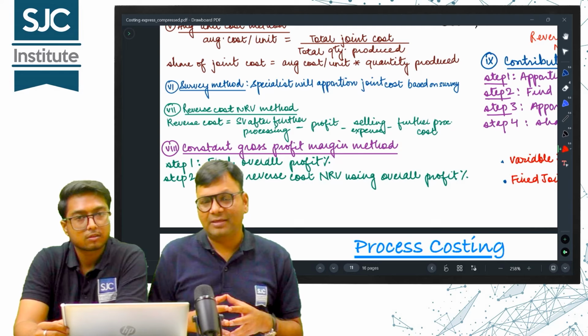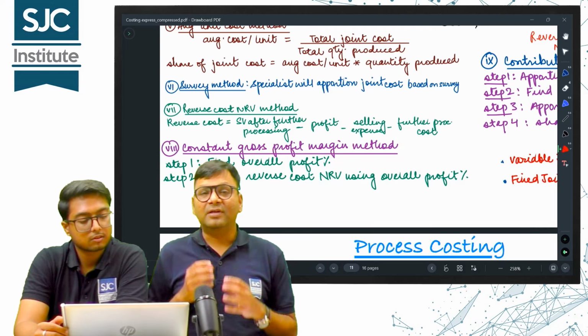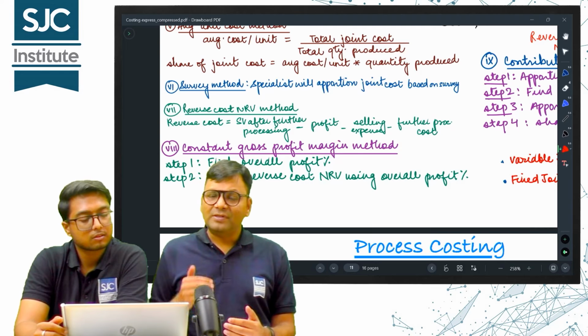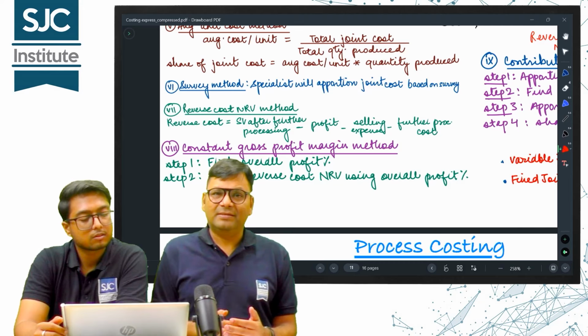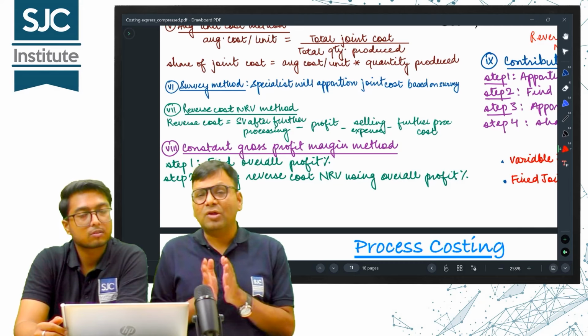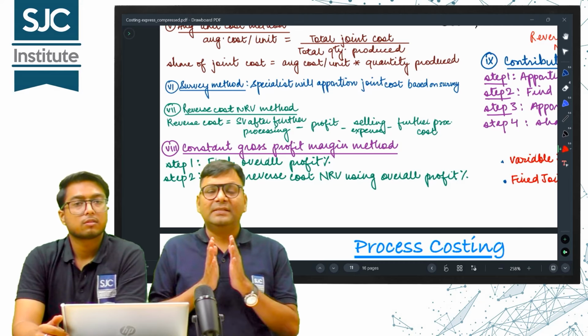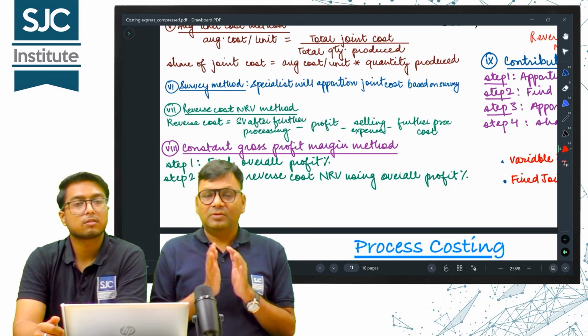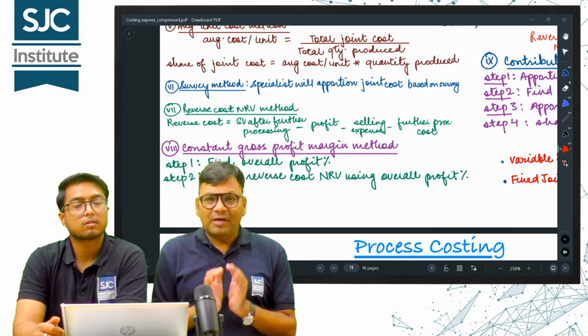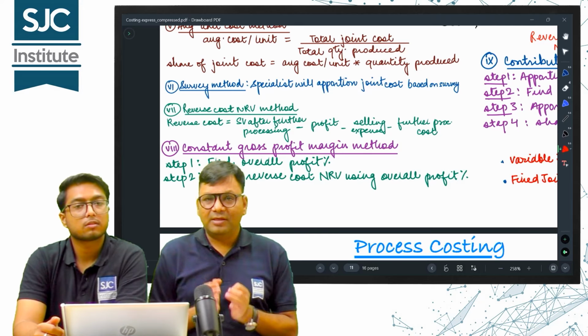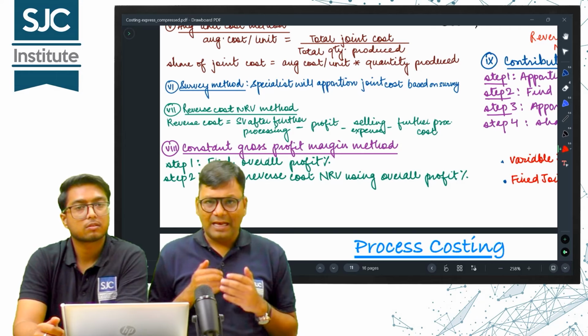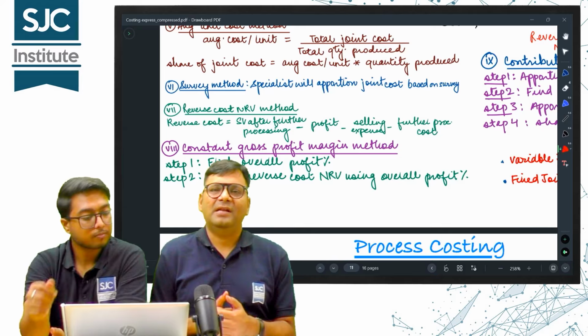Since profit has been deducted, we also call it as reverse cost NRV. Sometimes in question they refer this as just NRV method. They are not saying that it is reverse cost NRV. So make sure that we are using the right term for your understanding. If profit margin is given, we will call the NRV only as reverse cost NRV.